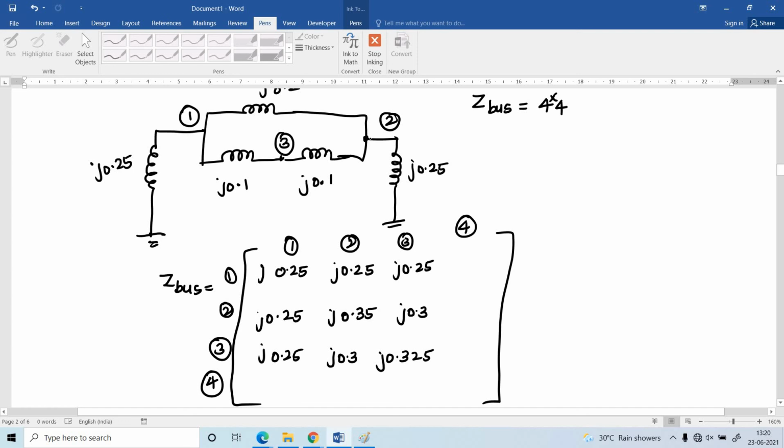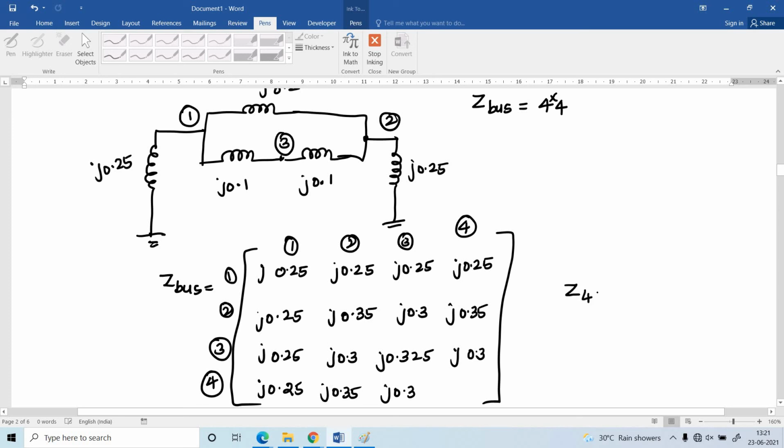See, the second bus is connected to the reference bus. So you have to take the bus number 2. All the elements in bus number 2 are copied to bus number 4. So j0.25, j0.35, j0.3. Here also you have to write like this, the same elements in the row: j0.25, j0.35, j0.3.